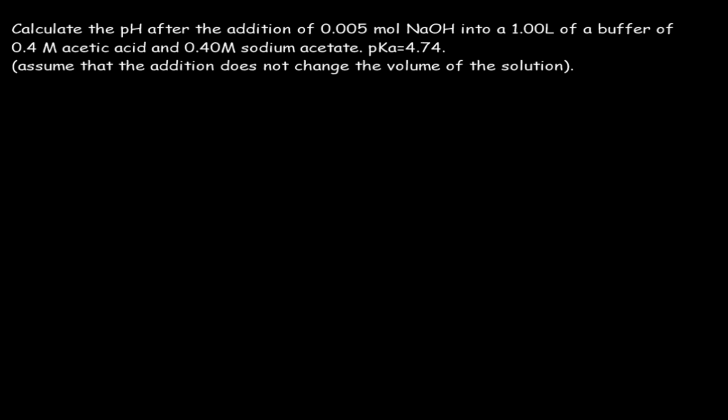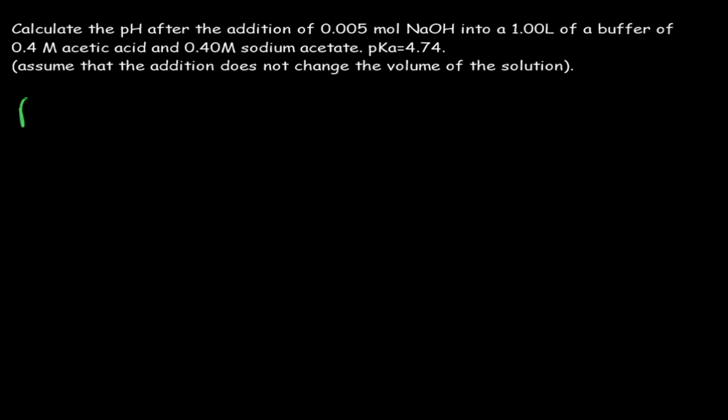Okay, so the first question is: calculate the pH after the addition of 0.05 moles of NaOH into a 1 liter flask of a buffer of 0.4 molar acetic acid and 0.4 molar sodium acetate. The pKa for acetic acid is 4.74. We're going to assume that the addition of NaOH to our flask is not going to change the volume. The question is essentially asking how the pH is affected when we add a strong base to our buffer solution.